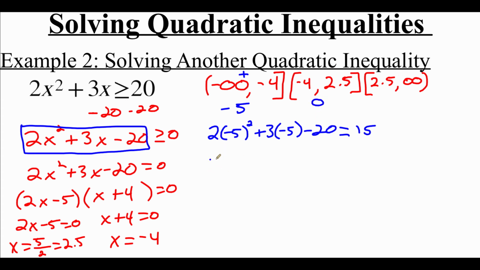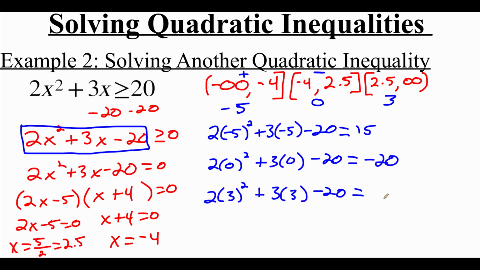So now we're going to take that 0 and plug it in for our x. When we simplify that one down, we should get -20 as our answer. So getting a negative answer means that this is a negative interval. And then lastly, we'll need to pick a test value between 2.5 and infinity. So maybe we'll use 3 on that one. So we're going to take that 3 and plug it in for our x.